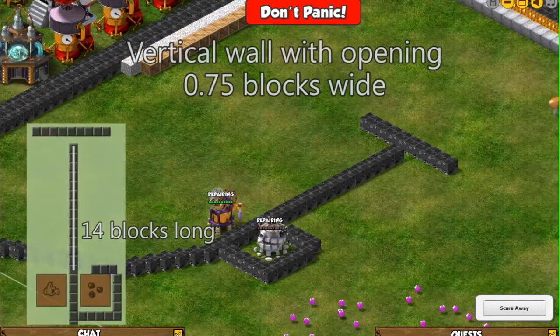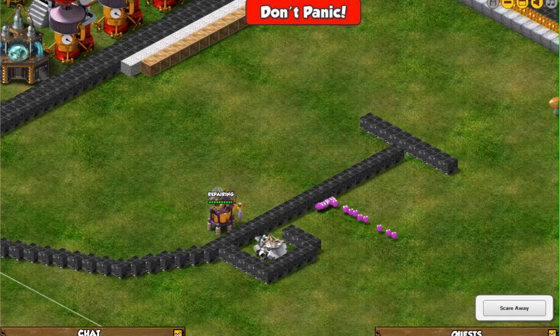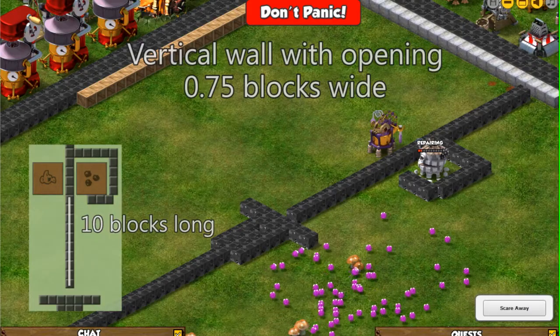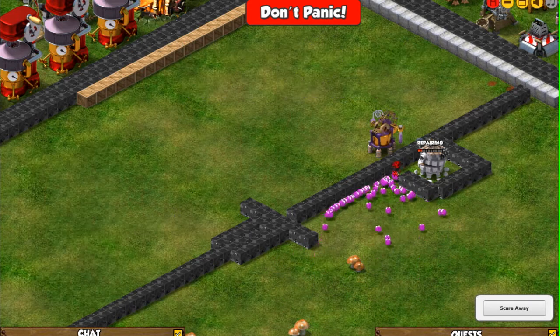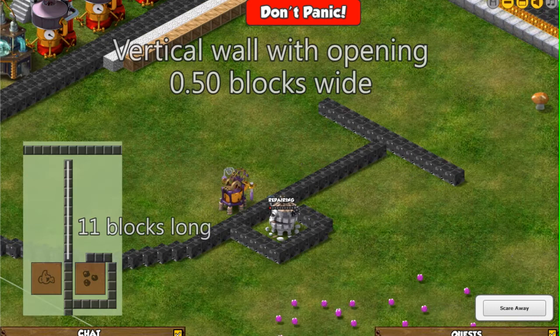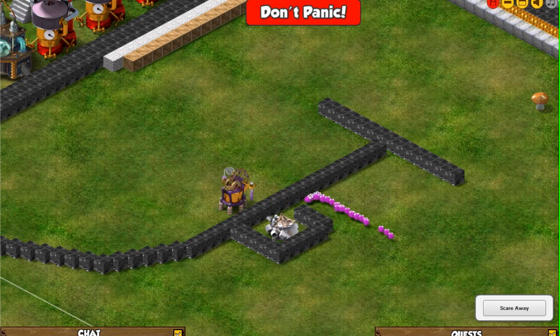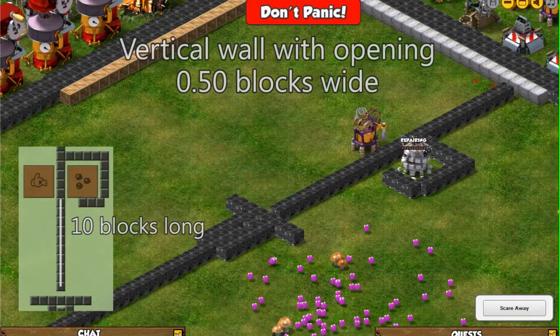So here we got a 0.75 block wide gap, and it passes 14 blocks, which is unusually long for this sort of gap, but as we saw in my earlier video, sometimes these distances mess up in the uneven numbers. Here in the other direction it only passes 10 blocks, which is a bit more normal. And here we got a 0.5 block gap, half a block, passes 11 blocks in this direction, and I guess in the next clip it's going to pass 10 blocks.